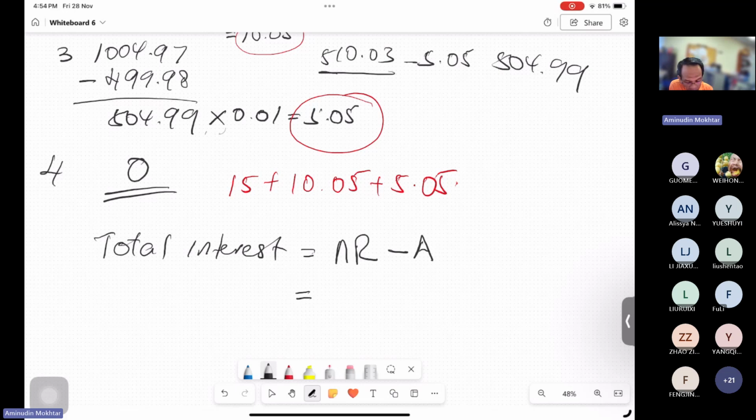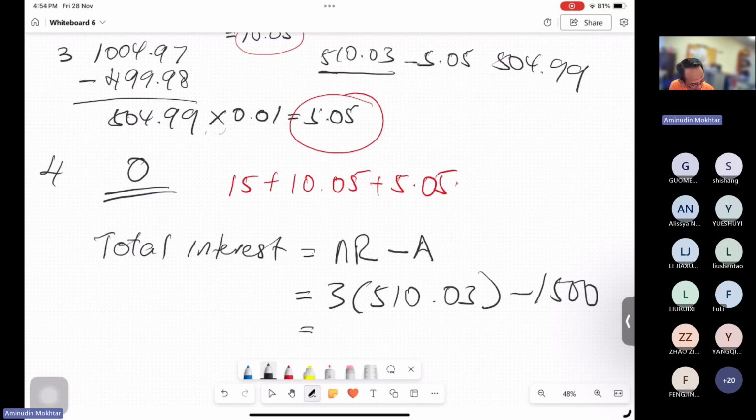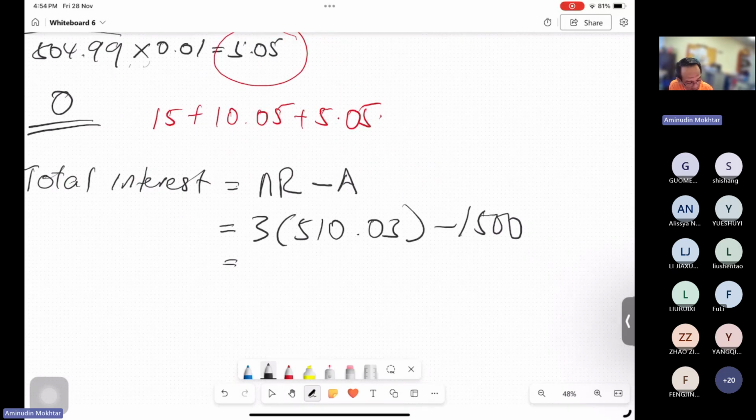What is N? N is the number of loan periods. In this case, N equals 3 times 500, the amount of monthly repayment, 510.03, minus your total loan. Okay, the answer is 30 ringgit and 9 cents. That is the total interest that you need to pay for the loan.